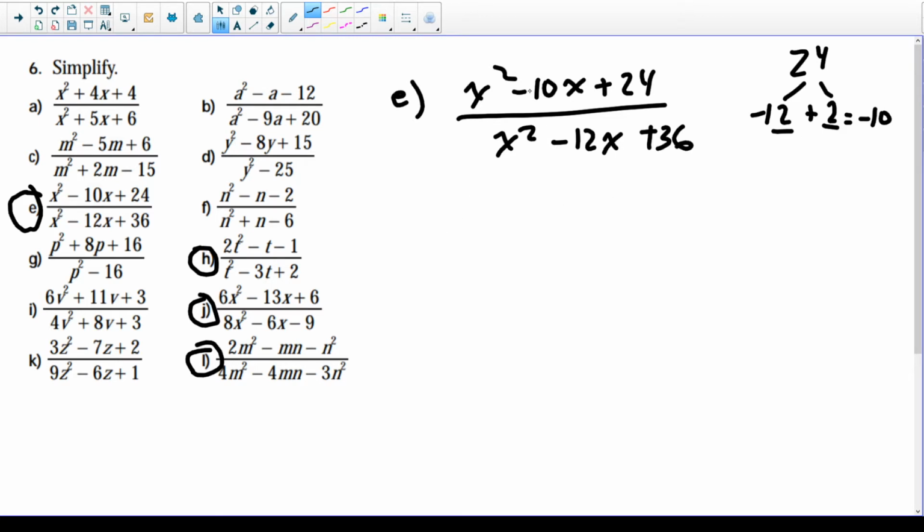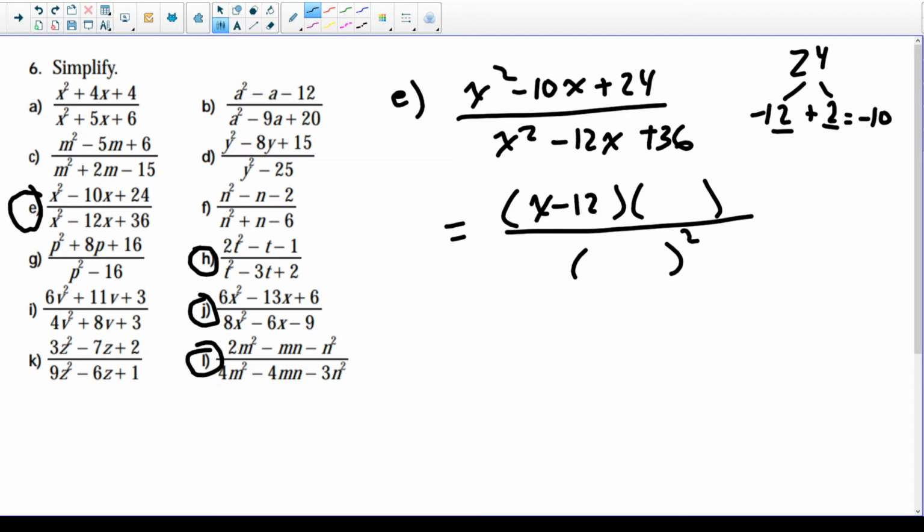For type 1 trinomials, I'm trying to get you to move away from having to write everything down and just be able to do it mentally. So we're going to have our two brackets at the top, and at the bottom it's a perfect square trinomial, so we're going to have our brackets squared at the bottom. So we have x minus 12, x plus 2.